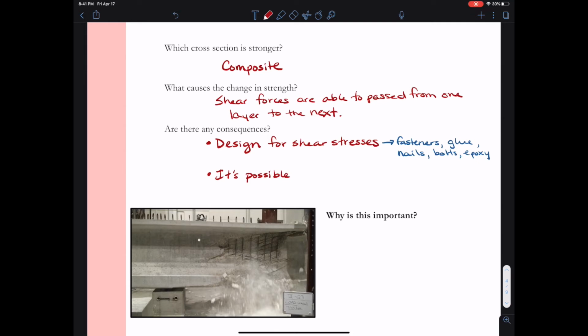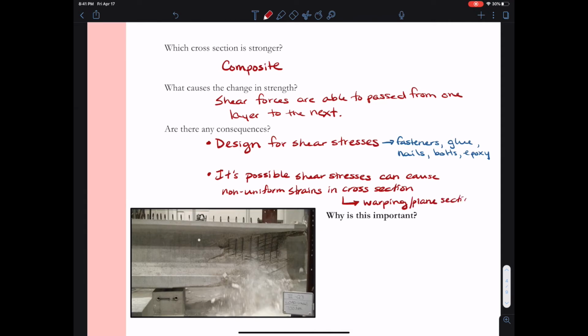The other thing that could happen is that shear stresses can possibly cause non-uniform strains in the cross-section. So what does this mean? Well, if we have non-uniform strain, because shear stress has that longitudinal component, we could result in a violation of plane sections remaining plane and having some sort of warping happen.